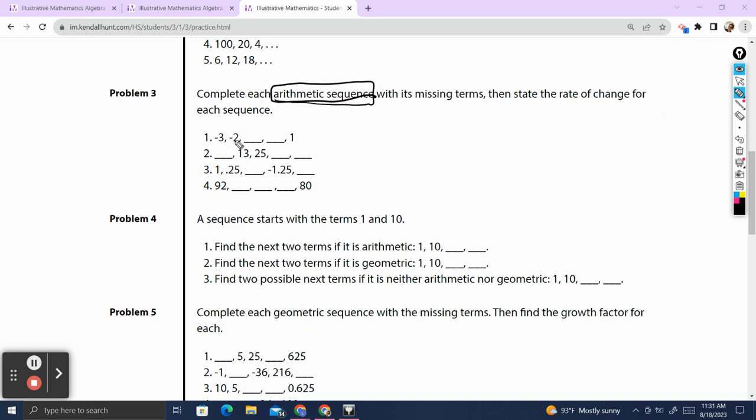So 3 to negative 2 would be add 1. So to add 1, that's going to give me negative 1. To add another one, that gets me 0. And to go here, it gets me 1. So a rate of change is equal to 1.